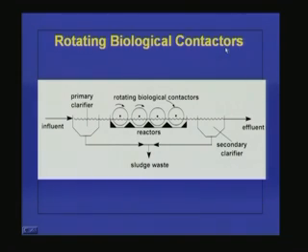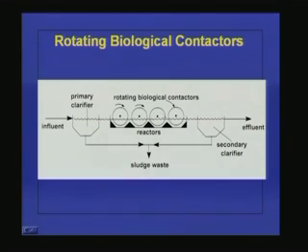Here, you will have a series of discs partially immersed in the wastewater, rotating at a speed of 1 to 2 RPM, because all the discs are connected to a shaft and rotate at a particular speed. With respect to time, different portions of the disc get exposed to the air, so oxygen will be available for the microorganisms for the removal of organic matter.